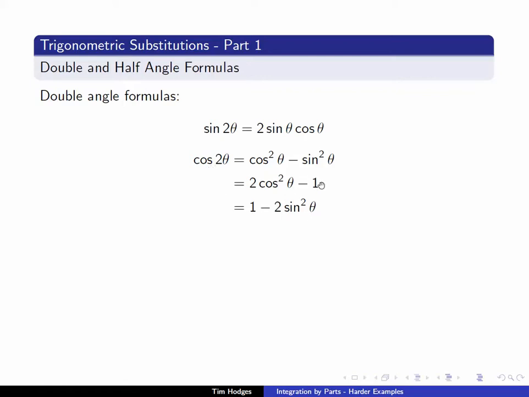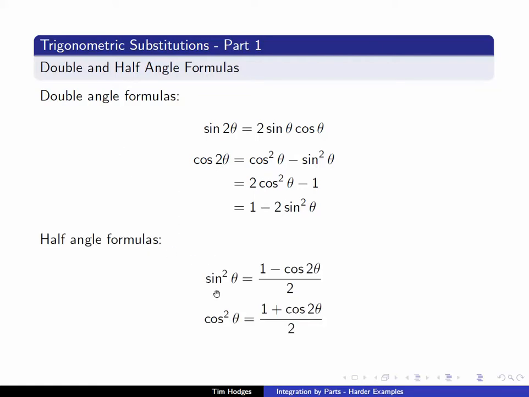The last two formulas can then be flipped to give us a formula for cosine squared theta in terms of cosine 2 theta, and similarly for sine squared. So these are the half angle formulas. Sine squared theta is equal to 1 minus cosine 2 theta over 2, and cosine squared theta is equal to 1 plus cosine 2 theta over 2. So we'll frequently use these formulas in various different places as we move through the discussion of trigonometric substitutions.